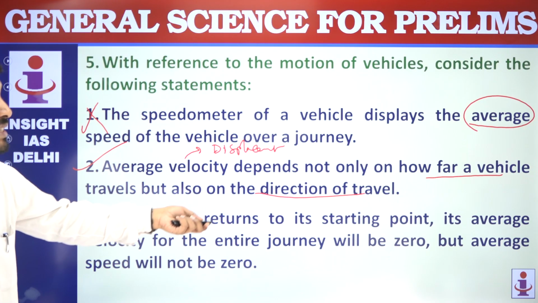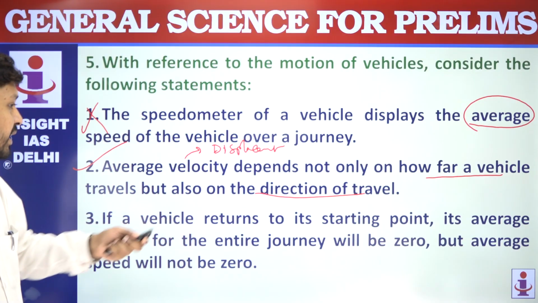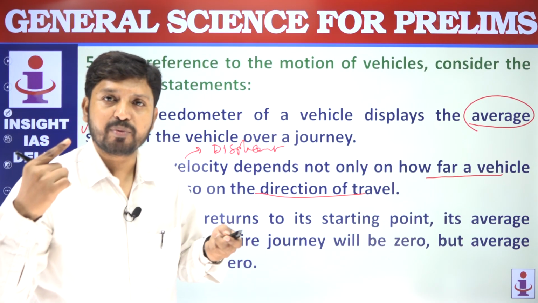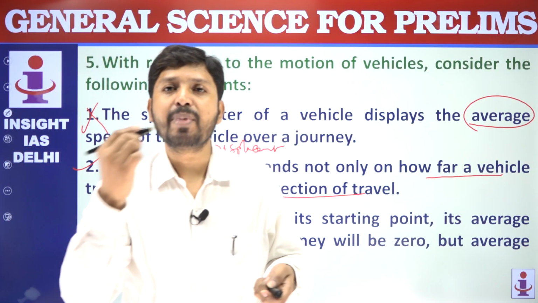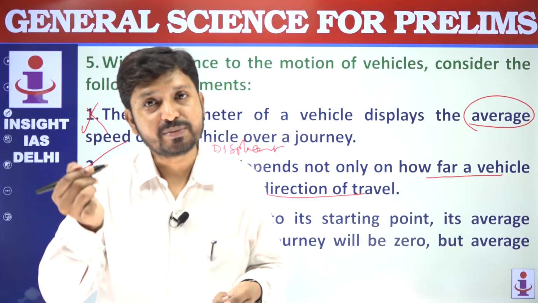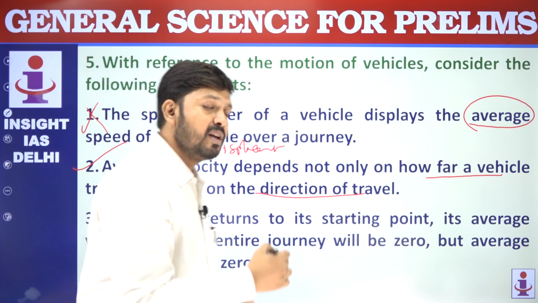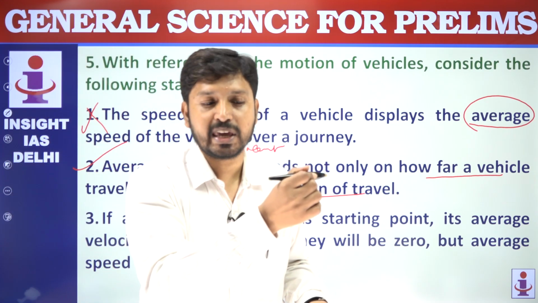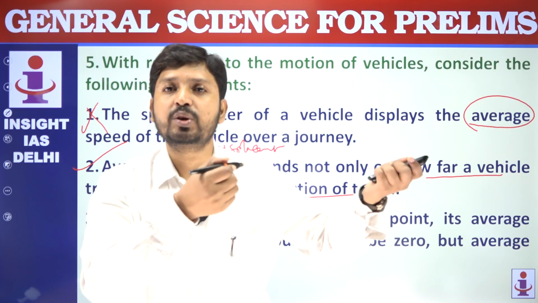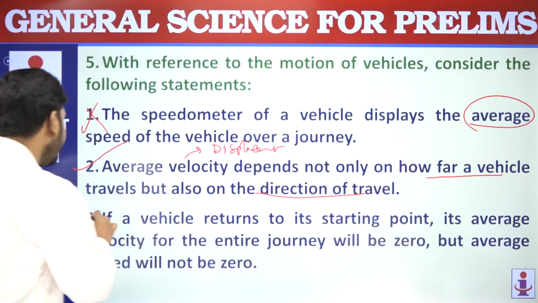If a vehicle returns to its starting point, its average velocity in the entire journey will be 0, but average speed will not be 0. Because a vehicle has started from one point, went some distance and came back to the same position. If it came back to the same position, displacement will be 0. If displacement is 0, obviously velocity will be 0. But in the case of speed, it has traveled a distance x, came back to the same position, so total distance will become 2x, and we have just seen speed is equal to distance traveled by time, so 2x divided by time, so definitely speed will not be 0. So this statement will be right.